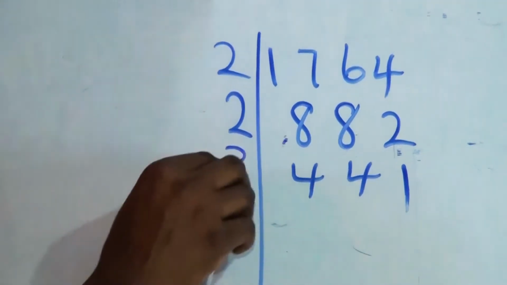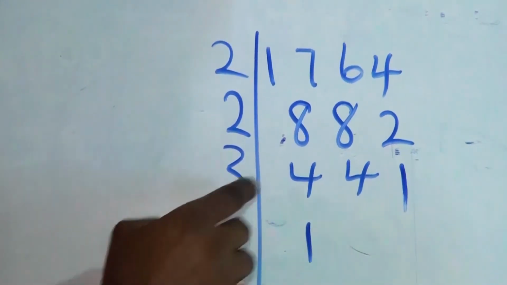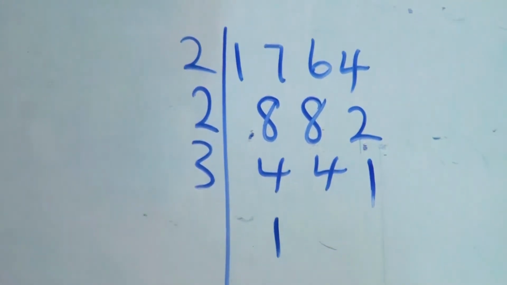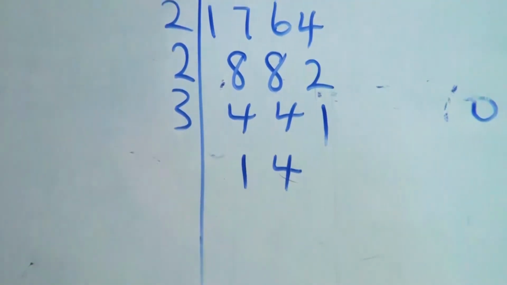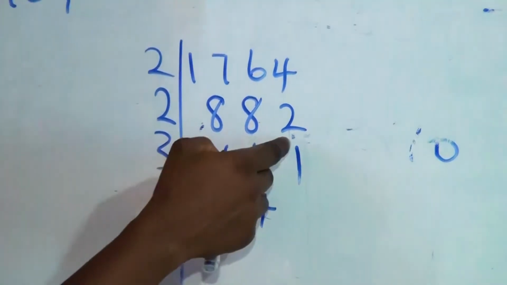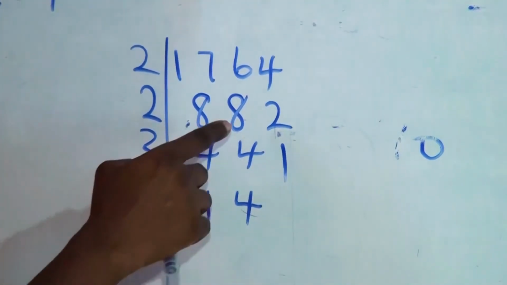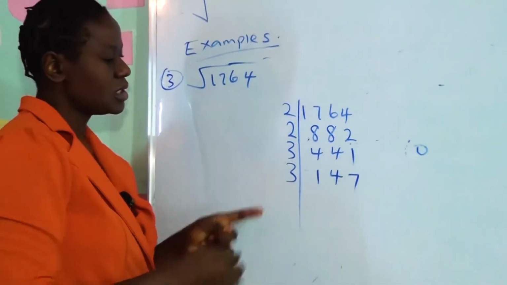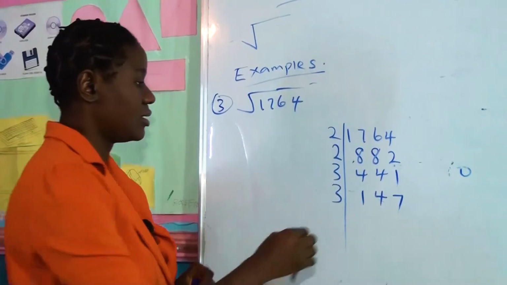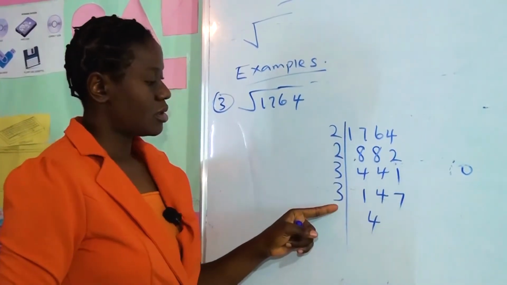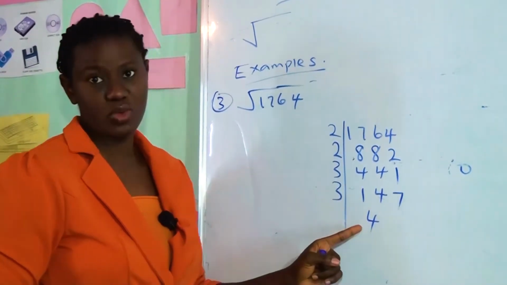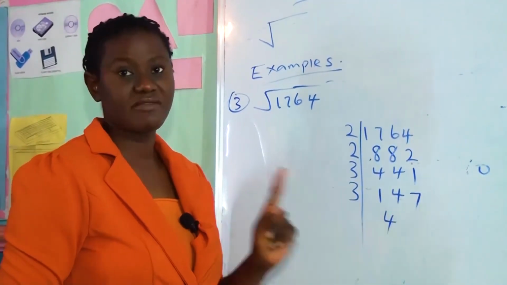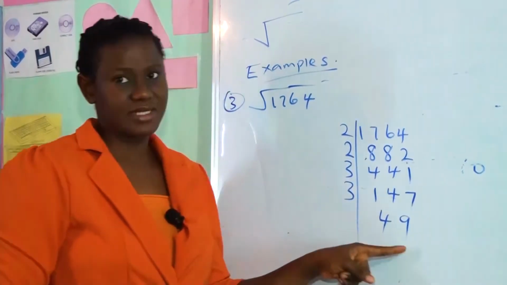Let's try 3. How many 3 can we find in 4? 1. Remainder 1. Put the 1 here, becoming 14. How many 3 can we find in 14? 4. Remainder 2. Put the 2 here, becoming 21. How many 3 can we find in 21? 7. 3 could still divide this. How many 3 can we find in 14? 4, that's 3 times 4 is 12. Remainder 2. Put the 2 here, becoming 27. How many 3 can we find in 27? 9. This gives us 49.